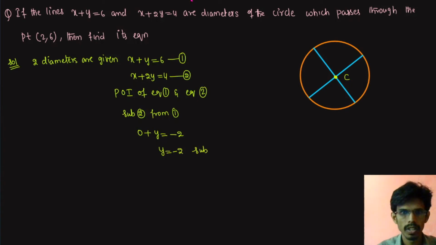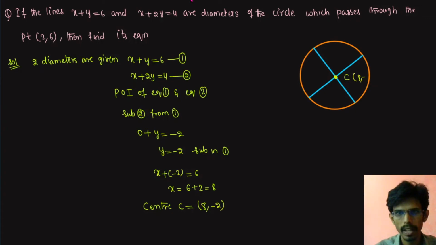Substitute this in equation 1. I will get x plus of minus 2 is equal to 6. x will be 6 plus 2, that will be 8. So we got the center. Let us take it as C, 8 comma minus 2.